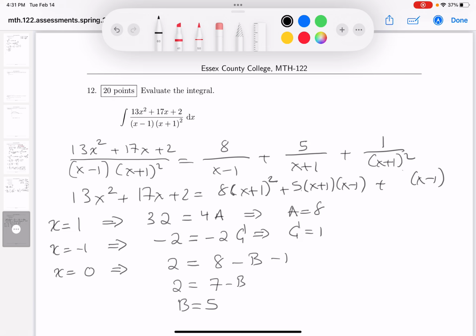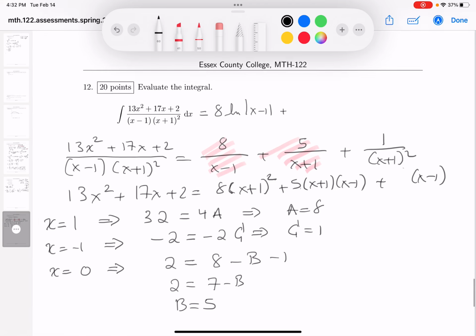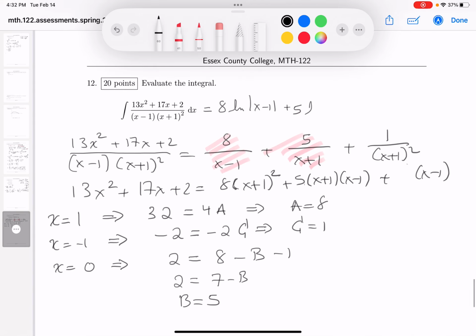All right, I think I got everything, and I think I'm ready to integrate. Now, I'm not going to rewrite the problem, by the way. I'm going to start to integrate. So someone says, what are you integrating? I'm going to do this first. I think I can do it. And what's that going to be? 8 natural log, absolute value, x minus 1. I'm going to do this guy now. I think it looks fairly easy to do. And what do you get over there? Plus 5 natural log, absolute value, x plus 1.